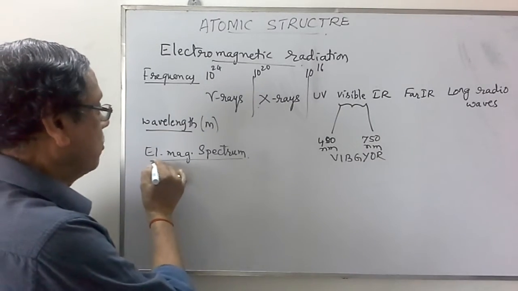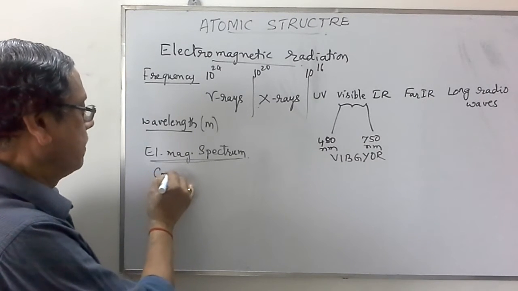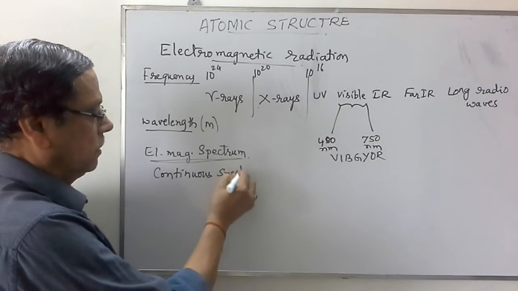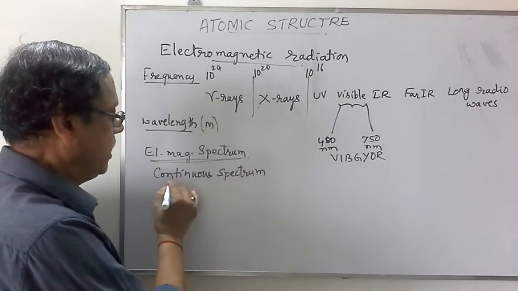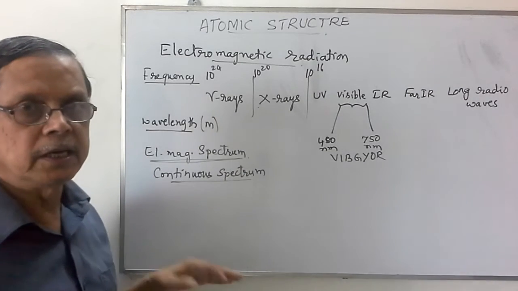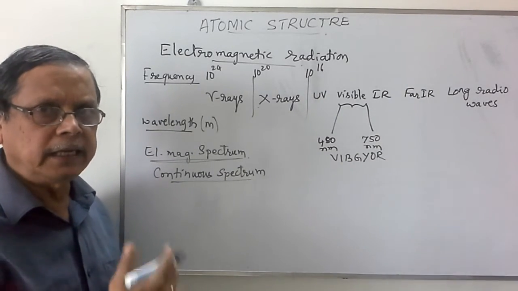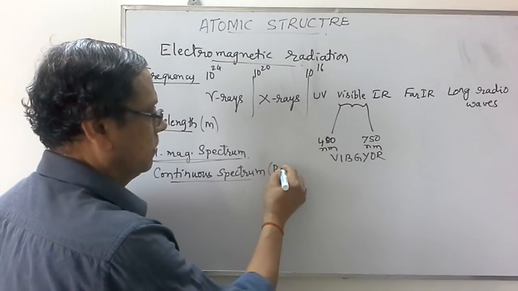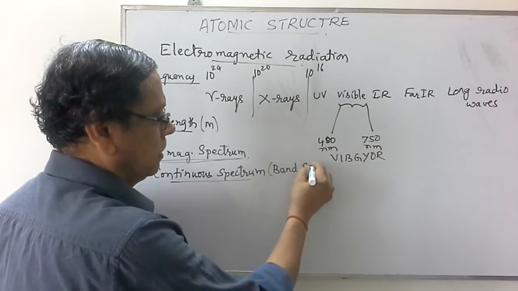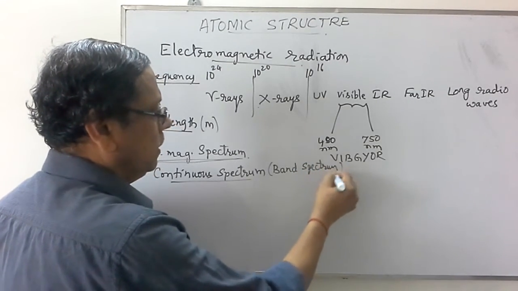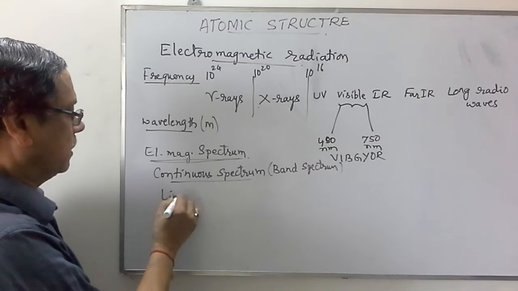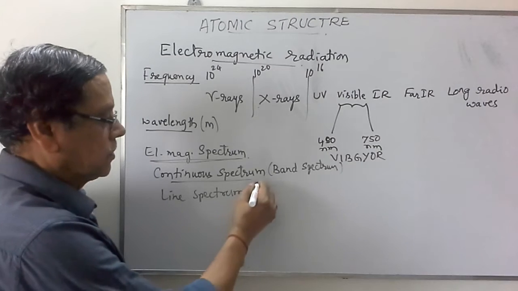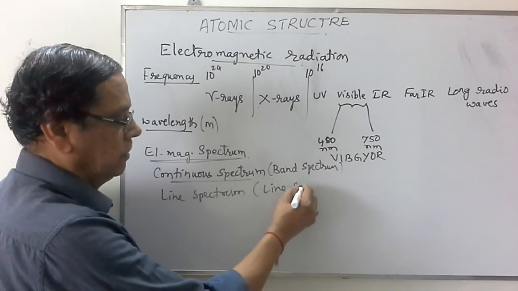But in this electromagnetic spectrum, we have two types of spectrum. One is called the continuous spectrum. When we observe this variation of frequencies or wavelengths continuously, it is called the continuous spectrum. This is also named the band spectrum. The other one is the discontinuous or line spectrum.